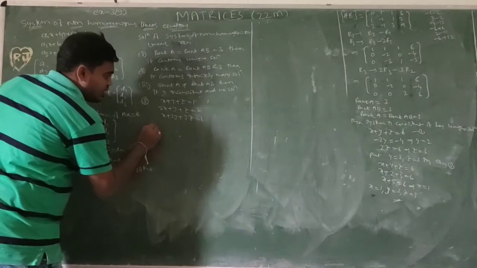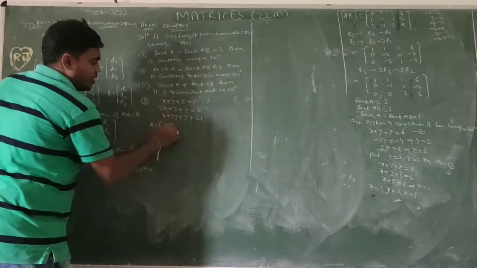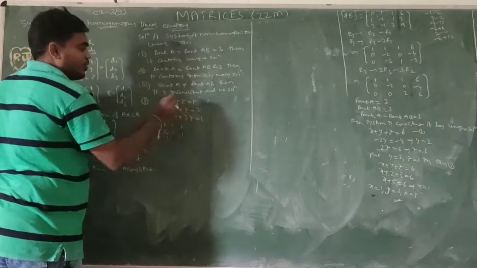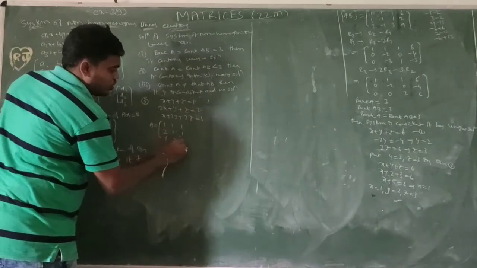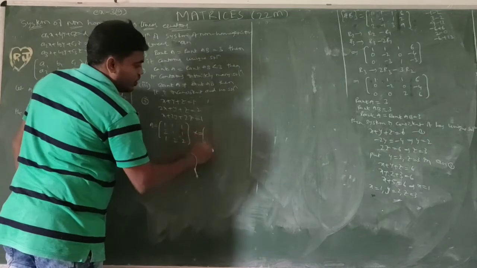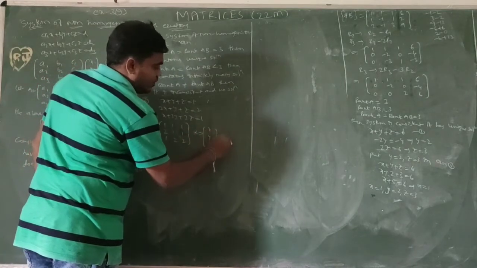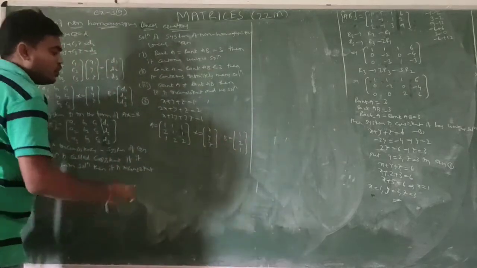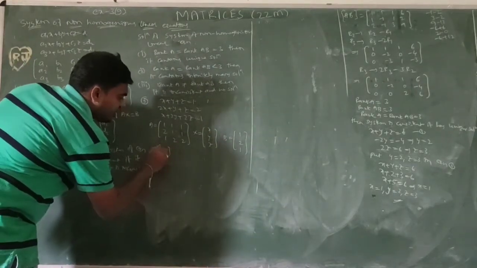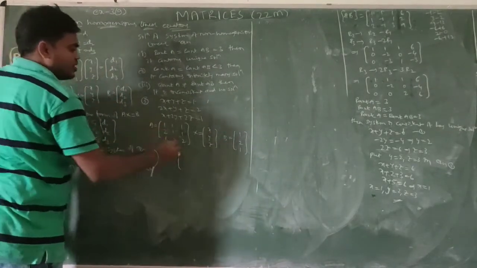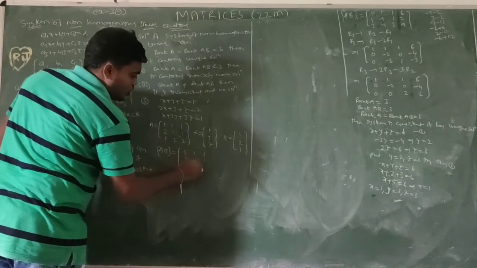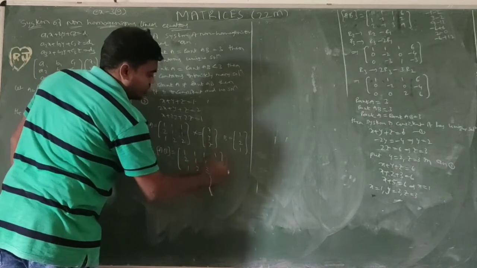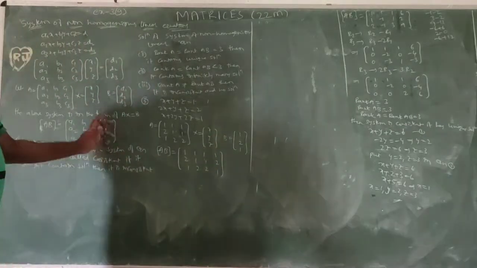So first, A is the coefficient matrix: 1 1 1, 2 1 1, 1 2 2. X is x, y, z. B is 1 2 1. Now the augmented matrix A B: first A, 1 1 1, 2 1 1, 1 2 2, and then 1 2 1. Okay, this is A B.